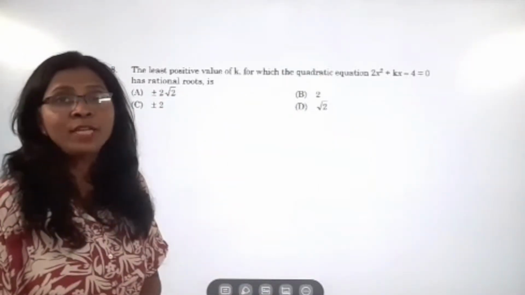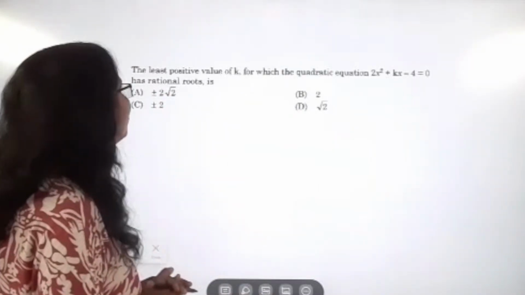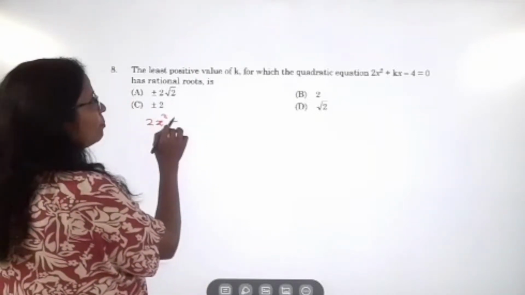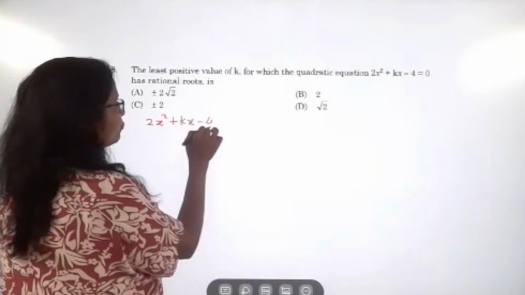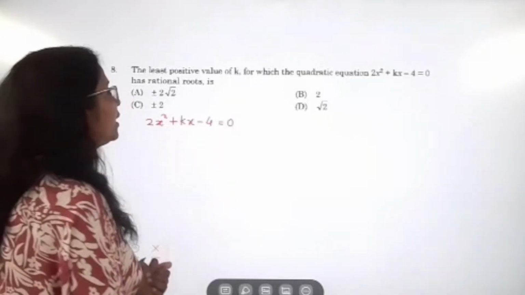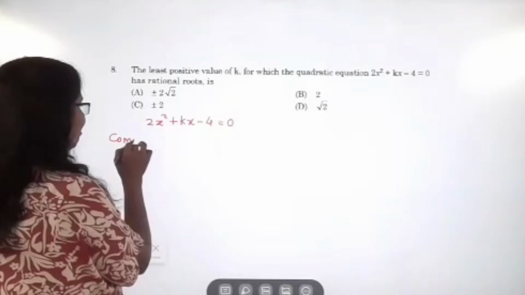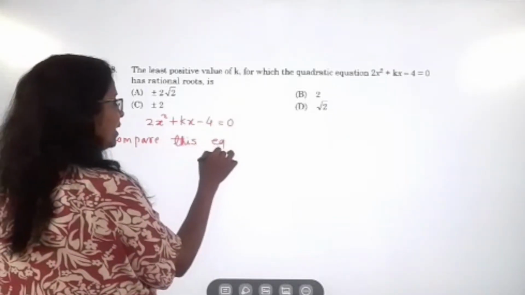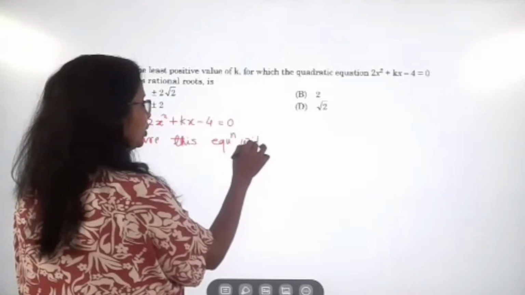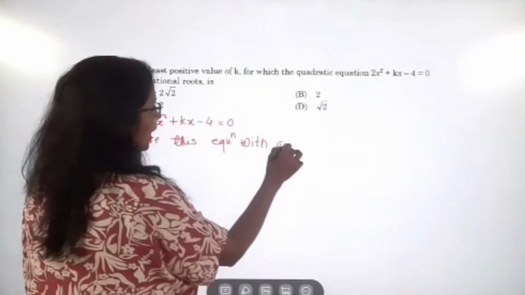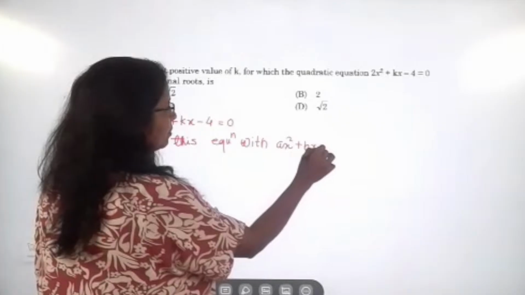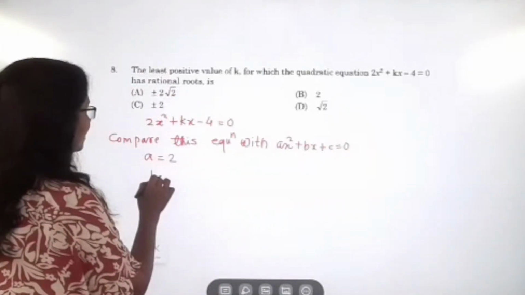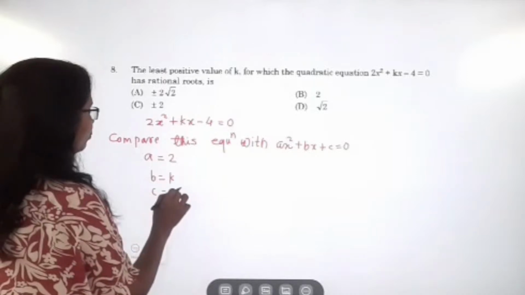Yes students, the given quadratic equation is 2x square plus kx minus 4 is equal to 0. Now I compare this equation with the general form of quadratic equation ax square plus bx plus c is equal to 0. Then a is equal to 2, b is equal to k, and c is equal to minus 4.